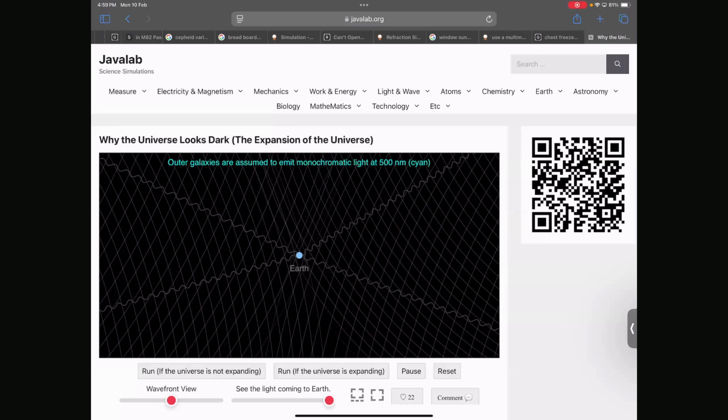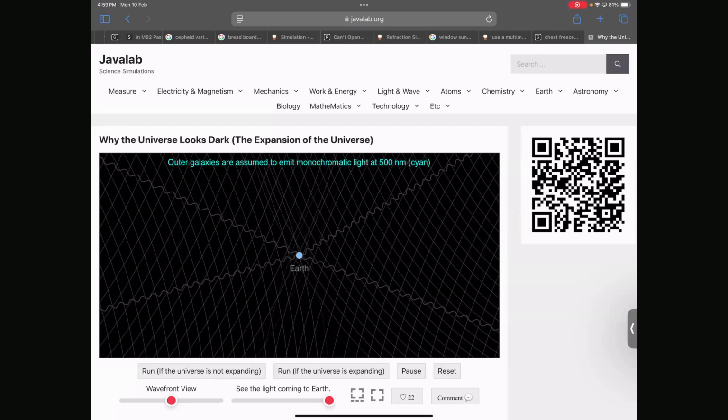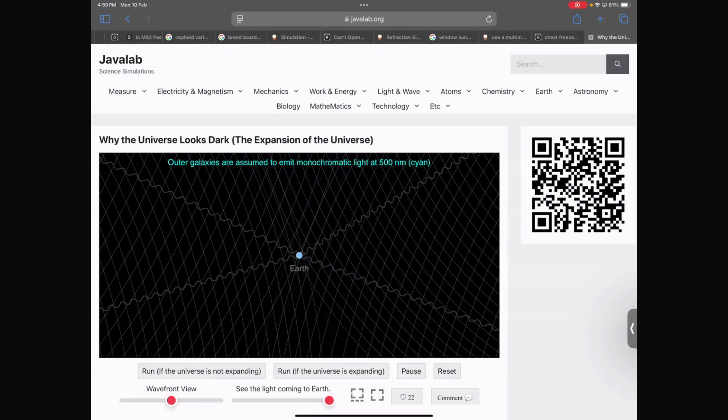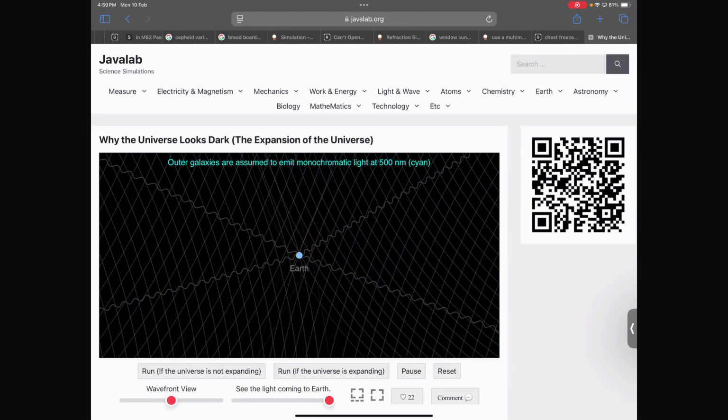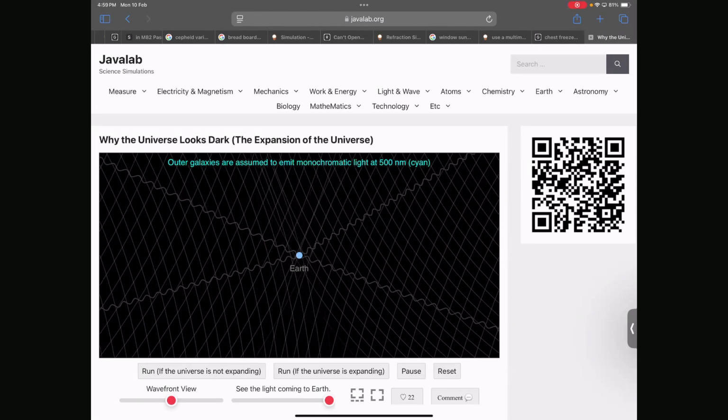Further, and in our math we assume we are stationary at the center, but everything is moving away from each other. So the actual redshift of those galaxies could be even higher.